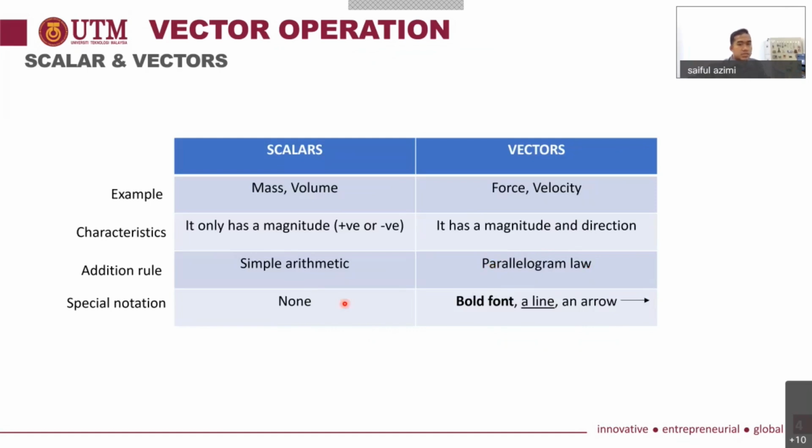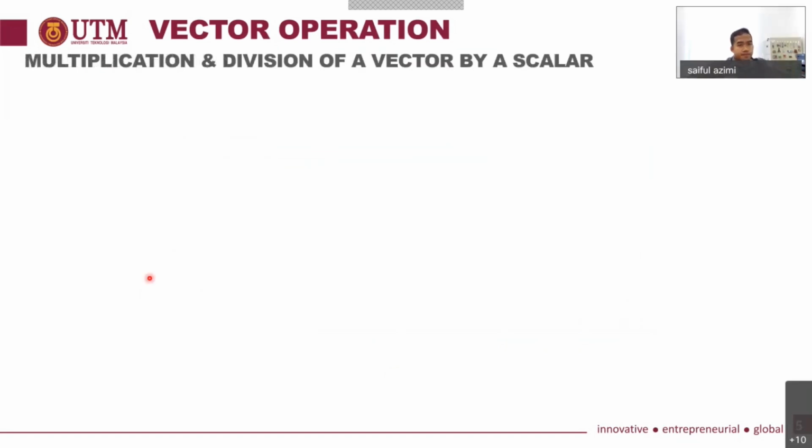For scalars, you have no special notation, so you can just write A, B, and C. But for vectors, you need to put the font in bold, or put a line above the parameter name. You can also put an arrow. It is your option, but you need to do this. You need to put a special notation so that we can verify whether it is a scalar or a vector.